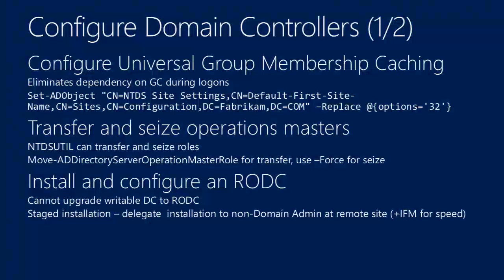I called out IFM for speed. If you were in the 410, you ship it out there with the backup of the other DC. No replication really needed, just a little bit, and you get a double whammy.